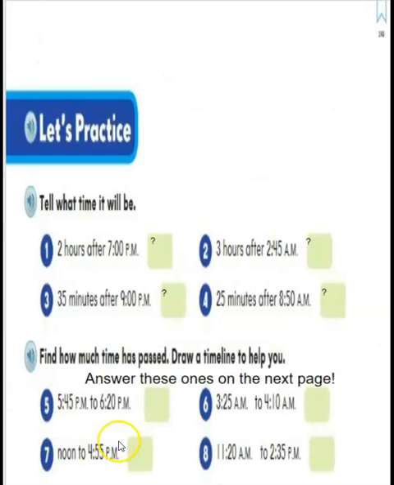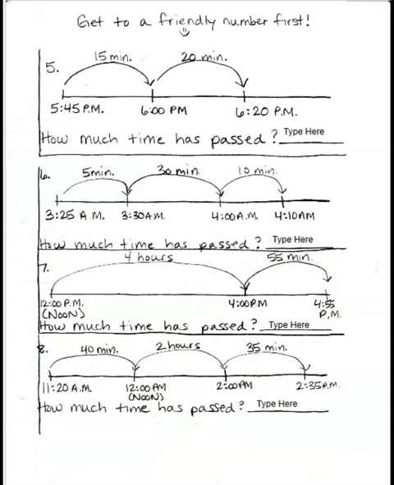Okay, looking at number 7, noon to 4:55 p.m. So we know noon is 12 o'clock p.m. So here we are at noon. We're going all the way to 4:55 p.m. So this first jump we do, we can make a huge jump of 4 whole hours, getting us all the way to 4 o'clock. From there, we just need to go another 55 minutes to get to 4:55, and then we can just add up how many hours and how many minutes have passed or elapsed from 12 to 4:55.